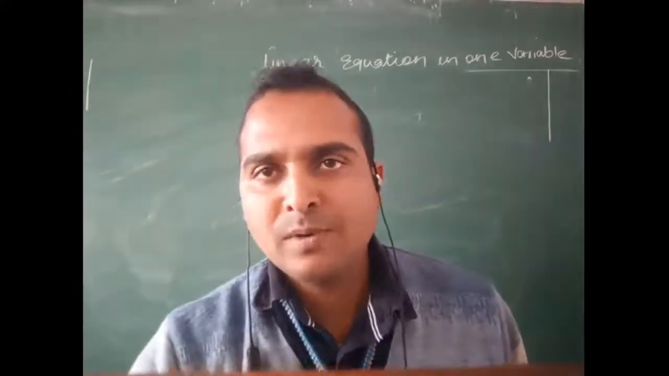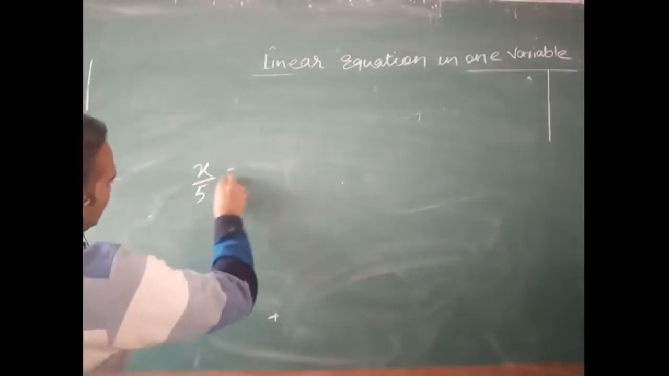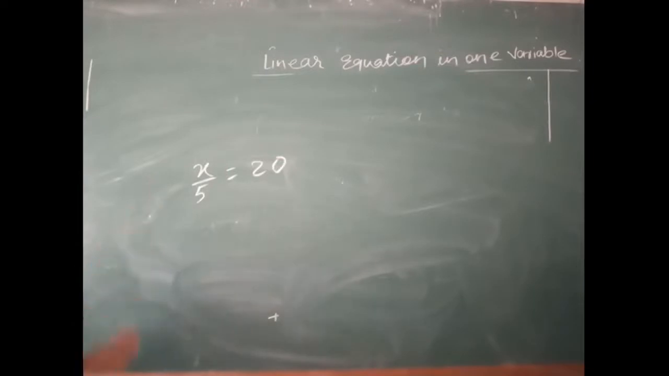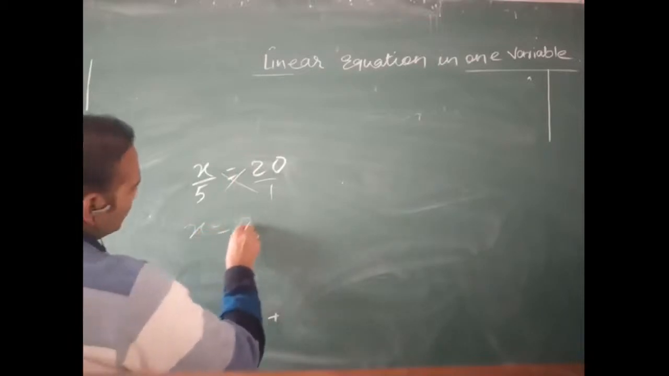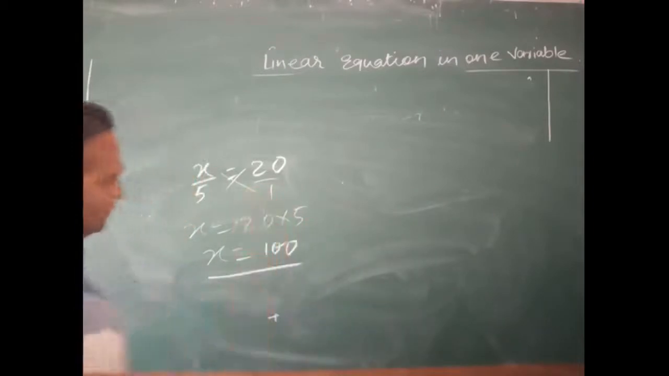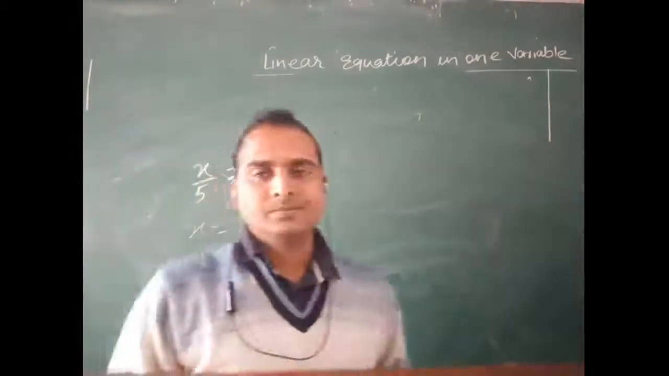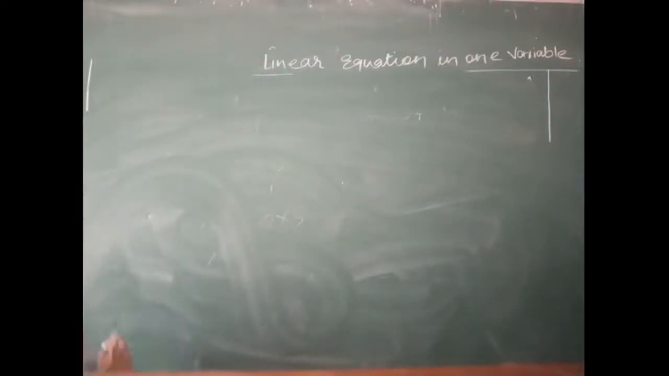And there may be so many problems based on this linear equation. Suppose x by 5 is equal to 20. It is also a linear equation in one variable, and to find the value of x, by cross multiplication, x equal to 20 into 5, that is x equal to 100. What are the main points? Degree of a linear equation is 1. And there may be some problems that you can solve very easily with the help of these formulas or concepts.